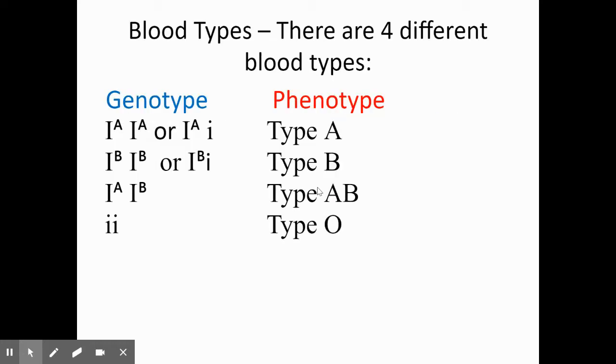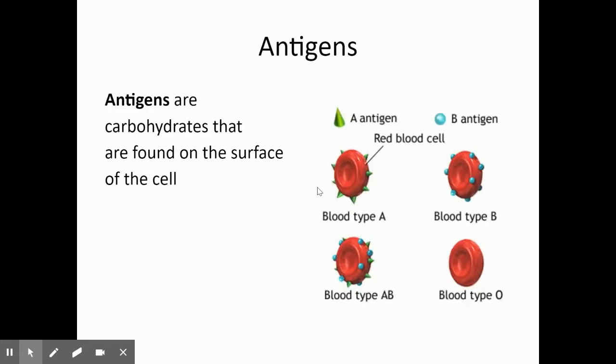The type A, type B, type what exactly does that mean? So on your red blood cells, there are carbohydrates that stick off that are called antigens. They are found on the surface of the red blood cell. So your blood type is determined by what antigens you have sticking off your red blood cells. So here we're using kind of these green spikes to represent A antigen.